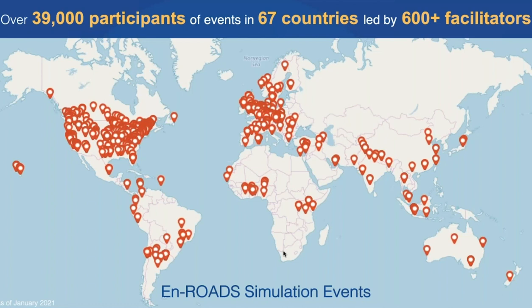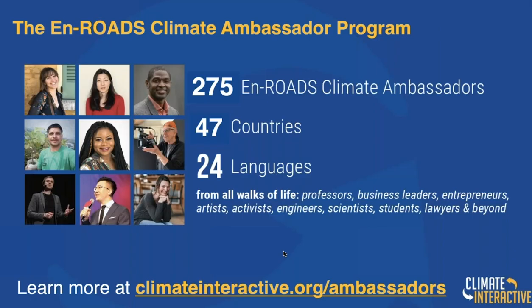Since we released En-ROADS a little over a year ago, we have seen events worldwide. It's been incredible. Over 39,000 people have participated in En-ROADS events in 67 countries, and these events have been led by over 600 facilitators. If you're wondering where these facilitators are coming from, many people, and this could be you, have gone through our ambassador training program and become what are known as En-ROADS climate ambassadors. These are people who lead events and share it with others out there in the world. You can go to climateinteractive.org/ambassadors if that's of interest to you.